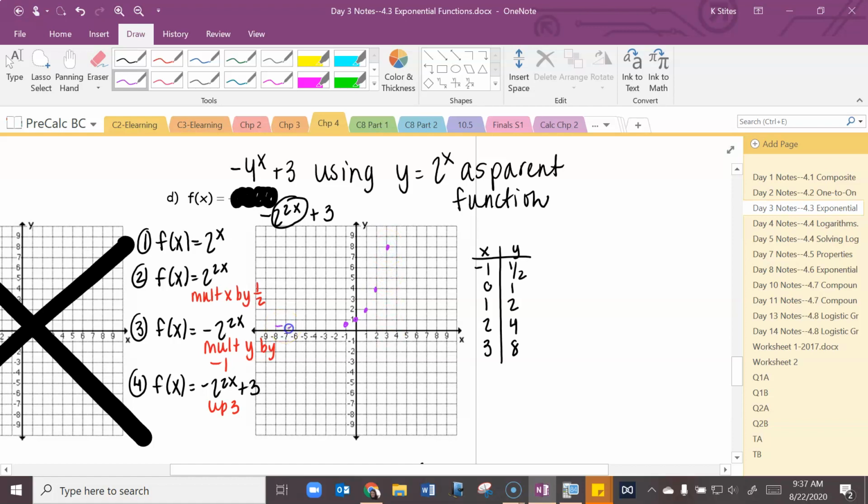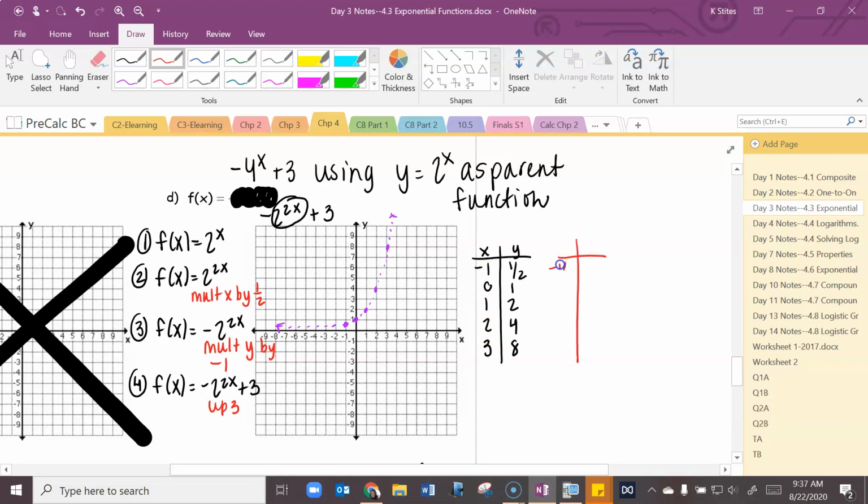And let's dot that. And you don't have to put the horizontal asymptote yet because we don't have our final answer. Just make sure you have your horizontal asymptote of your new function once you've graphed it. Okay, so now we're just going to run through these things here. We're multiplying x by 1/2. So all of these guys are multiplying by 1/2.